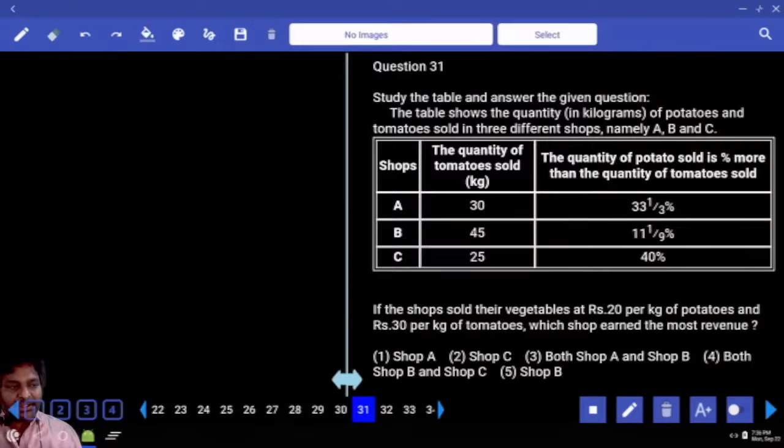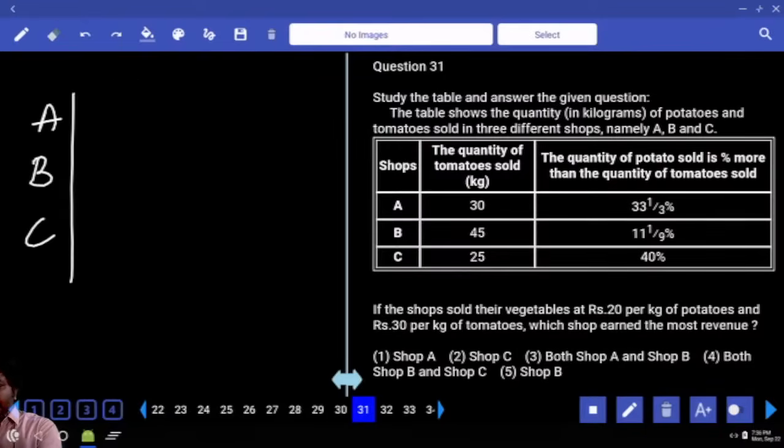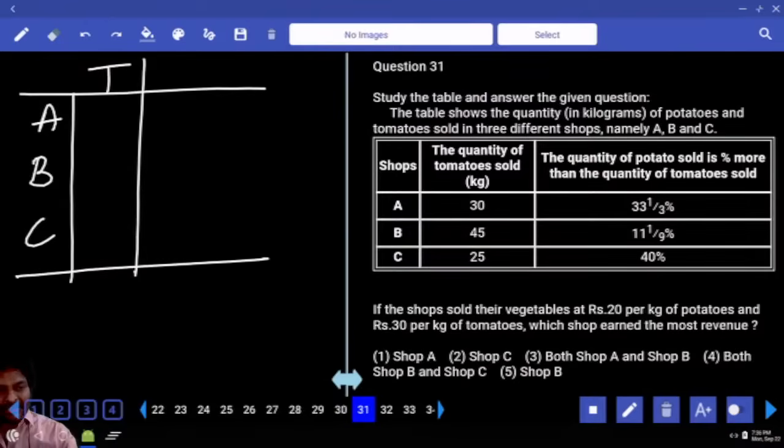The chart shows the quantity of potatoes and tomatoes sold in 3 different shops, A, B, and C. The first one is about tomatoes, which is already directly given. The other one is about potatoes. In terms of kgs: 30, 45, and then 25.